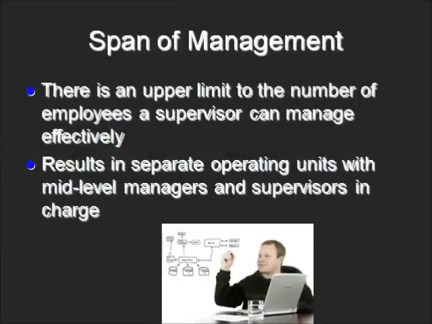The span of management principle states that there's an upper limit to the number of subordinates a supervisor can manage effectively. If managers could manage an unlimited number of subordinates, organizations would not have to be organized into divisions and departments. Of course, this is not possible except in the smallest of firms.